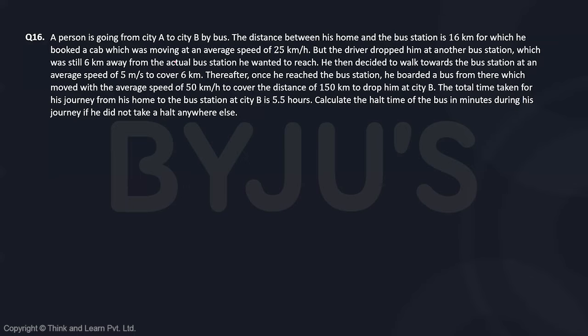A person is going from city A to city B by bus. The distance between his home and the bus station is 16 kilometers, for which he booked a cab that was moving at an average speed of 25 kilometers per hour. But the driver dropped him at another bus station, which was still 6 kilometers away from the actual bus station he wanted to reach.